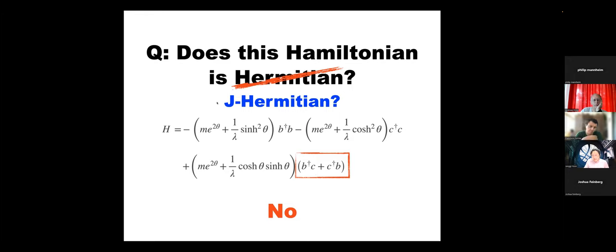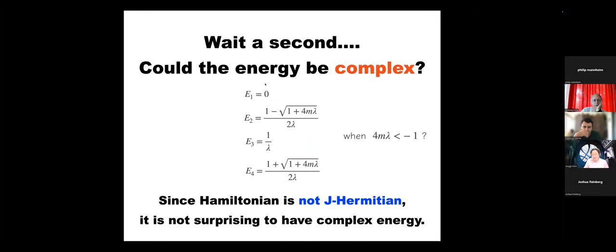So it's not J Hermitian. The Hamiltonian is not Hermitian, so it's not that surprising to have a complex energy. In general, the spectrum should be complex because the Hamiltonian is not Hermitian. However, it's more surprising that it has real energy values, like a PT symmetry.